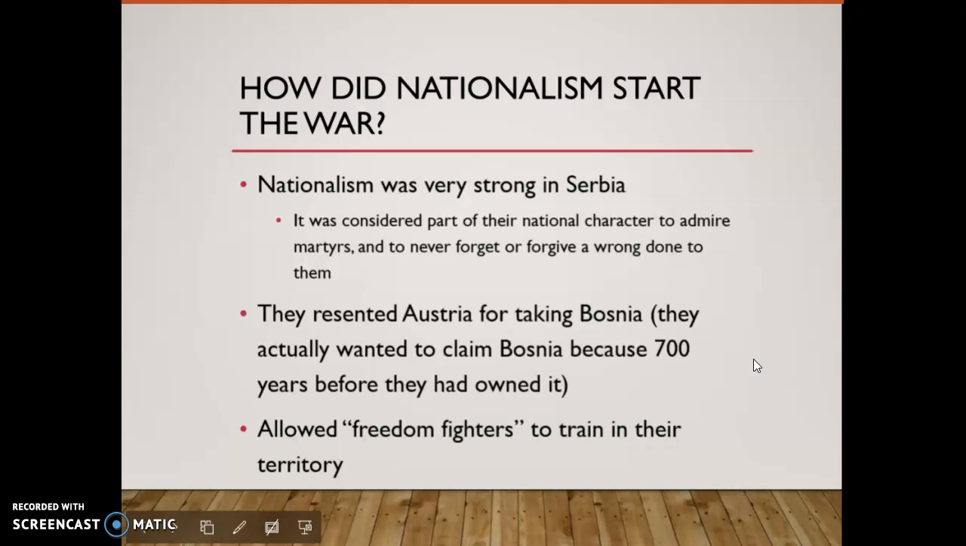In order to allow this to happen, the Serbians allowed freedom fighters to train in their territory. And you'll notice I've got this in quotes, because today, of course, we would refer to them as terrorists. If you wanted to learn how to be a terrorist before 1914, you went to Serbia. Okay, so they had all of these different camps, they had all this training, rather like what was happening in Afghanistan prior to 9/11.